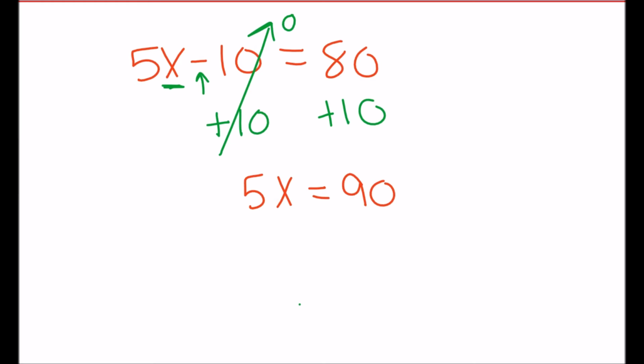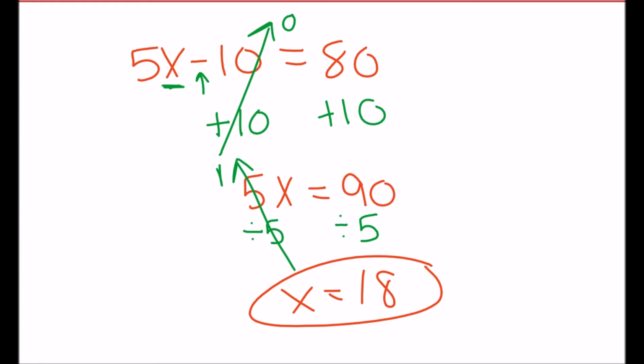Alright, one step left, and that is to get rid of that 5. So right now the 5 is multiplying the x, and so the opposite of multiplication is division. So that is going to cause this to go to 1, so we're just left with 1x, which is the same as regular x. And so x is going to equal 18. Sweet.